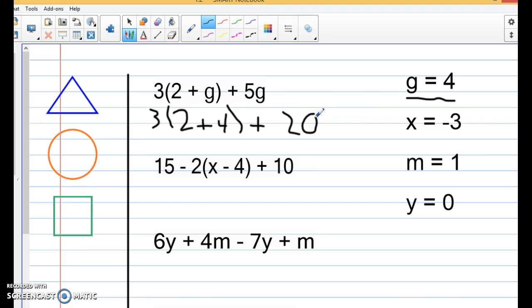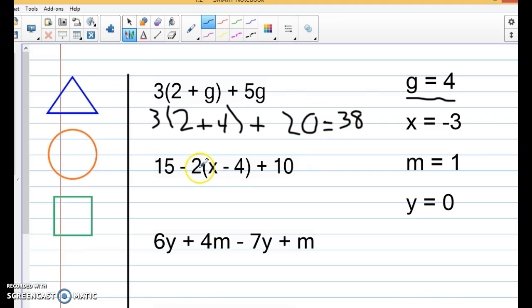So I have 2 plus 4 is 6. 6 times 3 is 18. 18 plus 20 is going to give me 38. So I can just say my answer for this is 38. Just plugging in all of the numbers that I know in the equation.